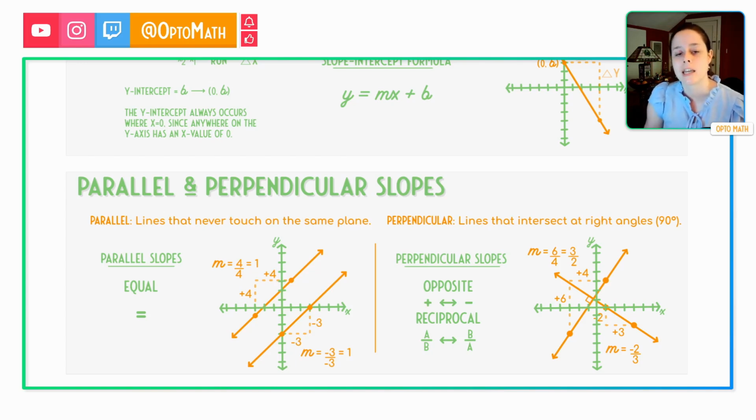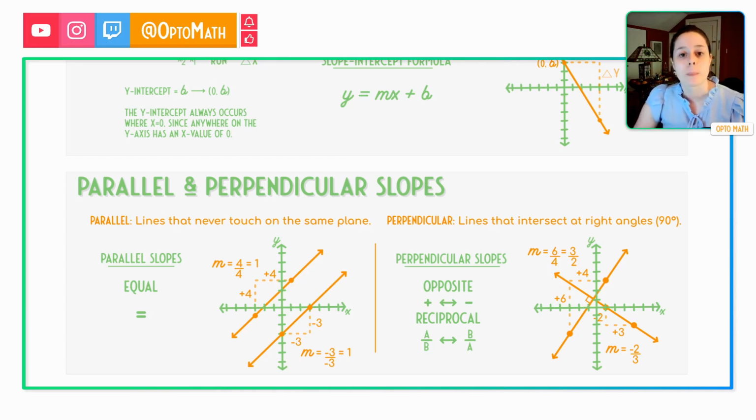Let's take a look at this image that calculates the slope for 2 parallel lines on this graph. We can see that the lines are not touching, and it doesn't look like they're ever going to touch. So they're parallel, and the slope of the first line, or the top line, is 4 divided by 4, which is 1. And the slope of the second line is -3 divided by -3, which is also 1. So even though the change in y and the change in x were different, once you calculated, the slopes were the same.